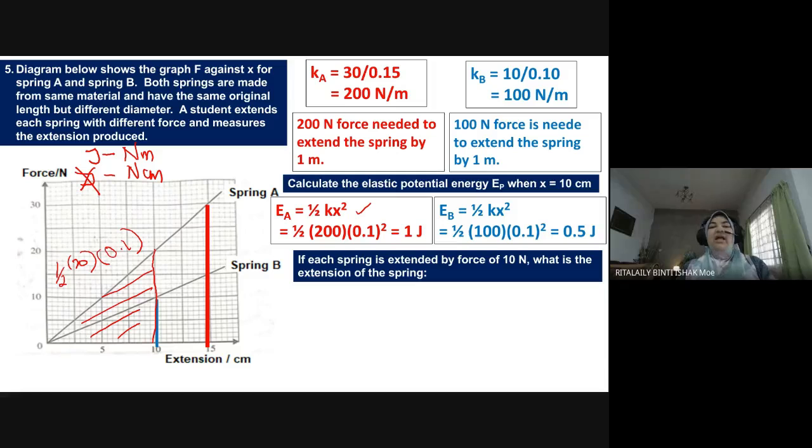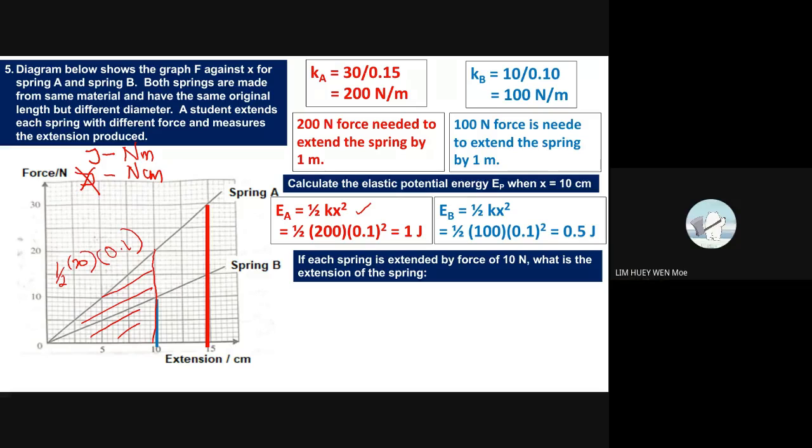And please be reminded, if you want your unit to be joule, everything must be in SI unit, meaning that the force must be in Newton and the extension must be in meter. If you did not convert cm to meter, then your final answer you cannot use joule. Okay? Can. Okay. Yes.